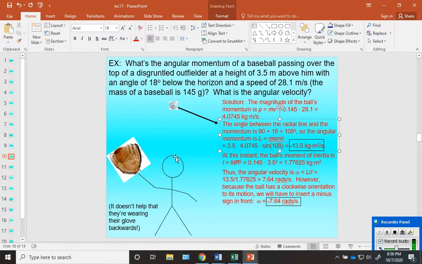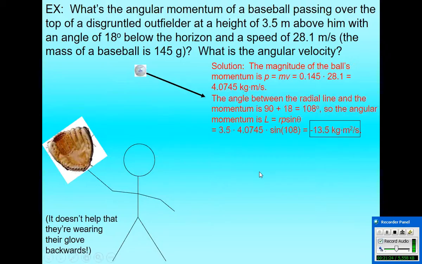I have to introduce that minus sign because of the relative location and motion of the ball compared to the center of my system. If my outfielder was in some other location, it might be positive. But in this case, in this orientation, if I wanted to express the angular momentum, I would need that minus sign. A little bit crazy. Let's get back to this.